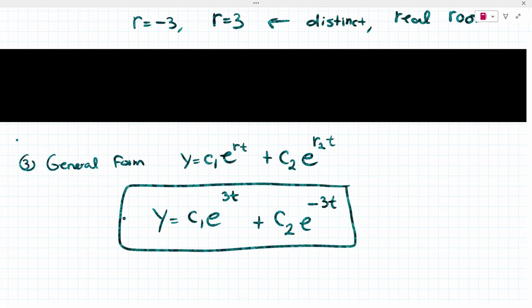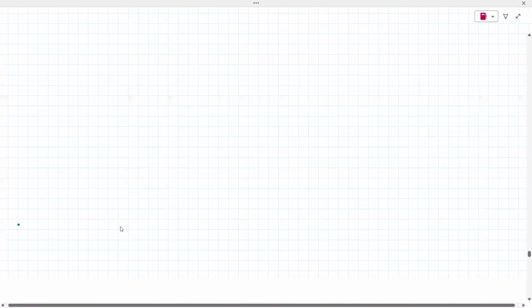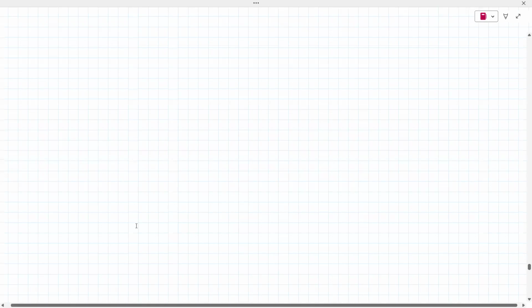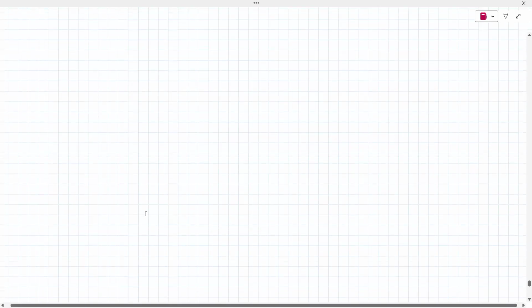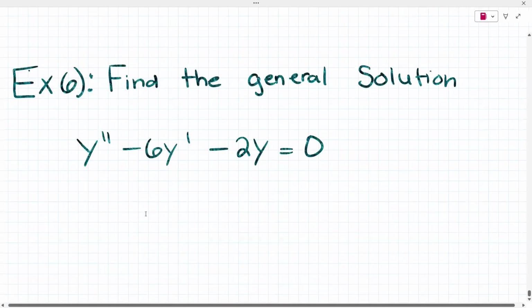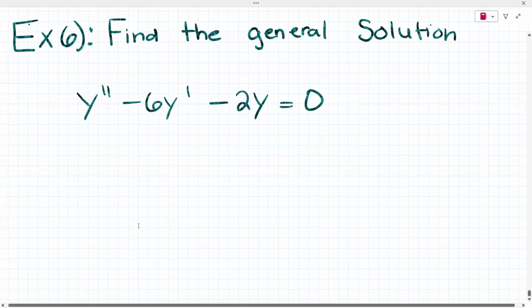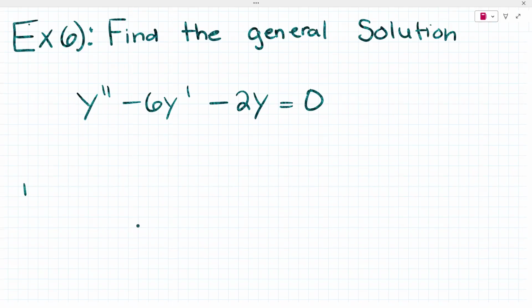I lied. There's one more example. So this is where people might think it's actually one of your roots is imaginary, but it's not. So example 6, we have find the general solution of y double prime minus 6y prime minus 2y equals 0. So we're not missing anything, so unlike the other one, we don't have to replace anything with a 0. So step 1, put it in the characteristic form.